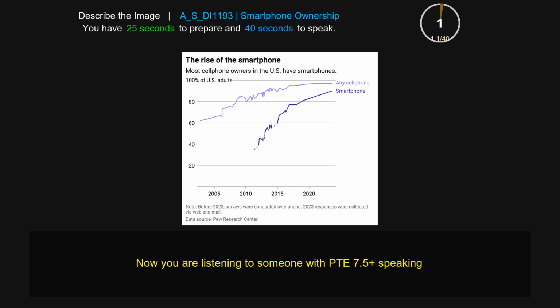The given graph gives information about the rise of the smartphone. Here, the statistics of the smartphone were included between the years 2005 and 2020. In 2010, the usage of smartphones increased, and from 2005 there are cell phones. Overall, this image shows that 100% of US adults use mostly any cell phone, and most of them are smartphone users by 2020.